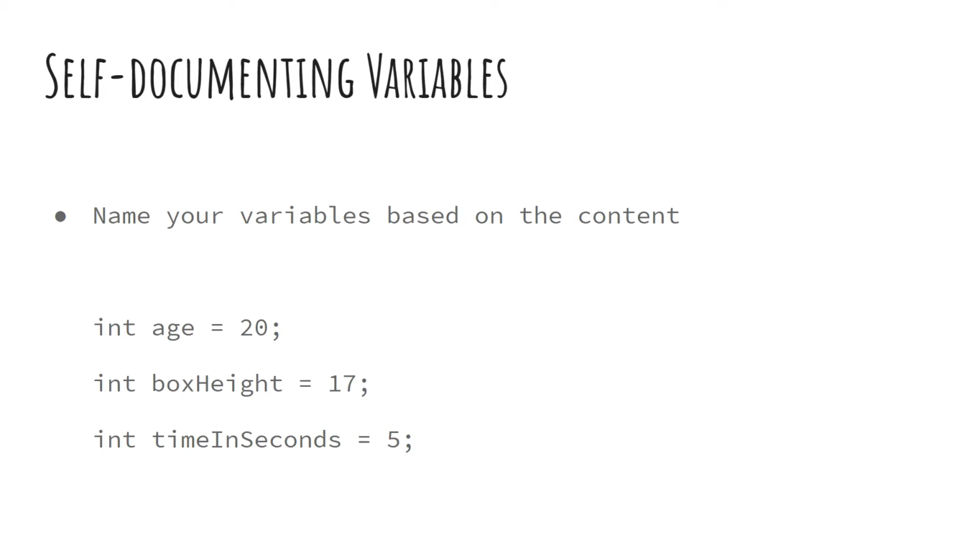Self-documenting variables. One thing you must keep in mind: a good programmer always uses self-documenting variables. So in this case, instead of just saying int x is equal to 20, the person who reads your code will want to know what x is serving the purpose for. So if you want x to serve the purpose of age, you can say int age is equal to 20, where now age is a variable and you're assigning the value of 20 to age. Another example is int boxHeight is equal to 17. So for example, if you're coding for the box's height to be 17, you could create a variable of boxHeight and then assign the value 17. Same goes for int timeInSeconds.